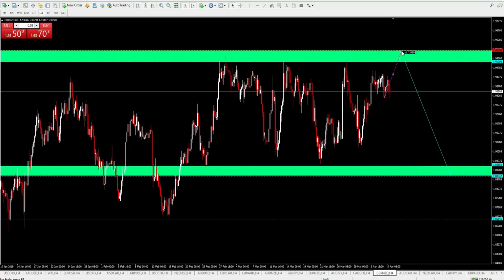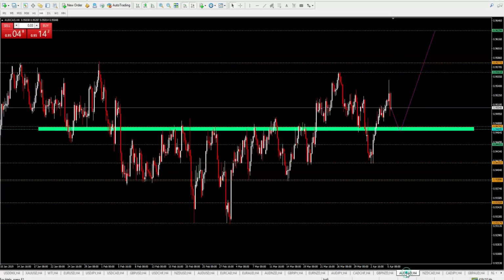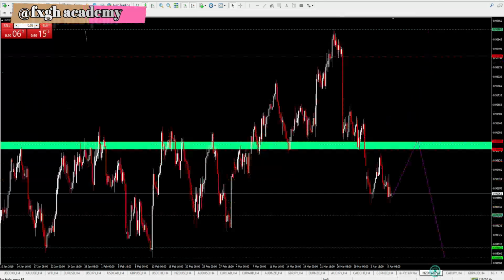AUD CAD, we are looking for a buy. If you can get a pushback below the previous resistance turning to support, you can look for a buy, push all the way up to this level. NZD CAD, we are looking for a sell. If you can get a pushback all the way to this resistance level, we can look for a sell all the way down to this level.